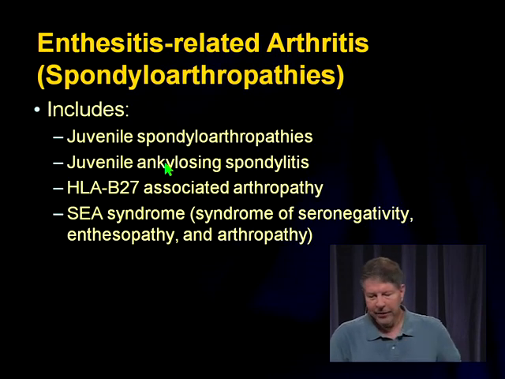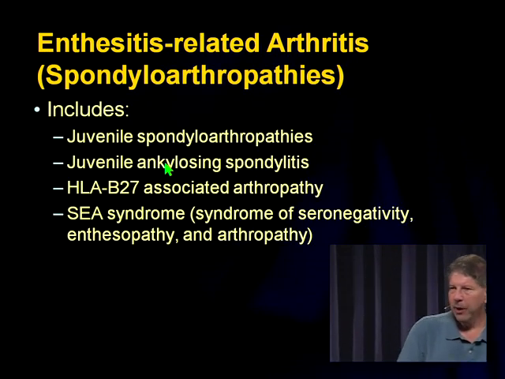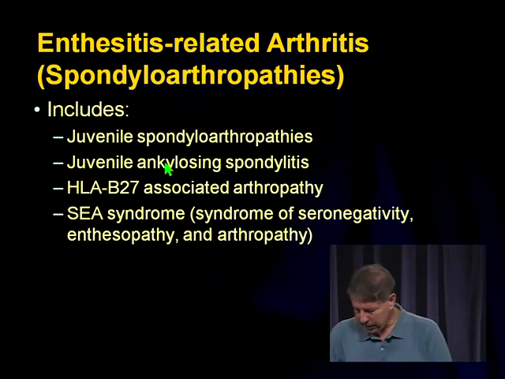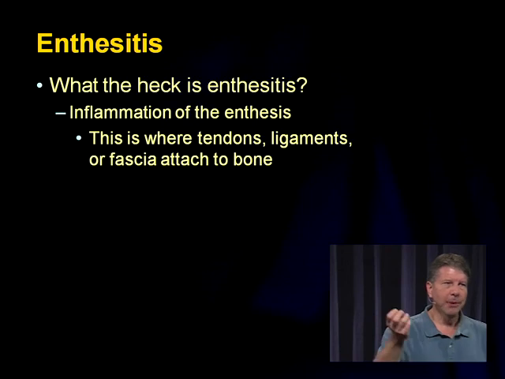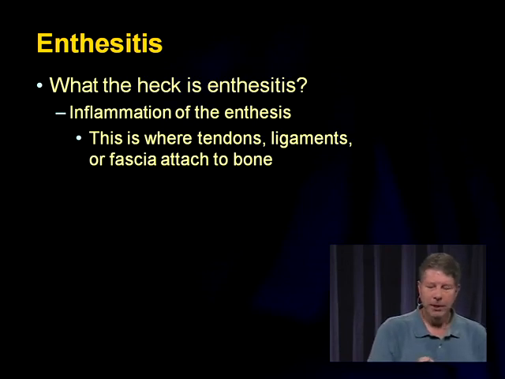All right, enthesitis, the enthesitis-related arthritis, formerly known as spondyloarthropathies, that includes this list here, which we're going to talk about. So first thing is, what is an enthesitis? Okay, well, what is an enthesis, or however you say it? So all this is inflammation, okay, and this is where the tendons and the ligaments or the fascia are attaching to bone. Okay, so it's where some other tissue is attaching to the bone. You get an inflammation there, and that's an enthesitis. Okay, that's what they're talking about here.